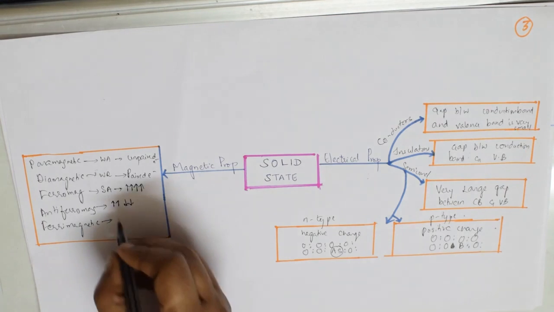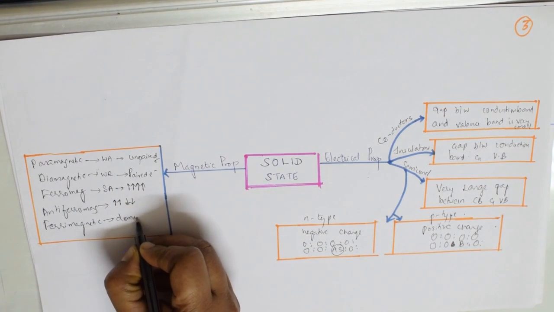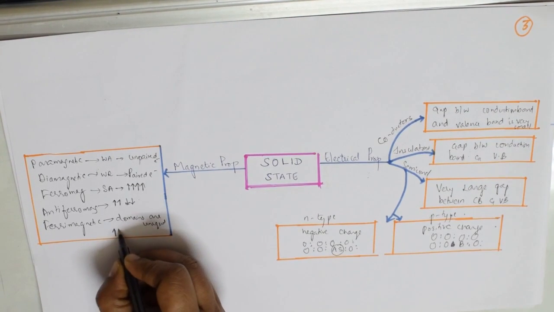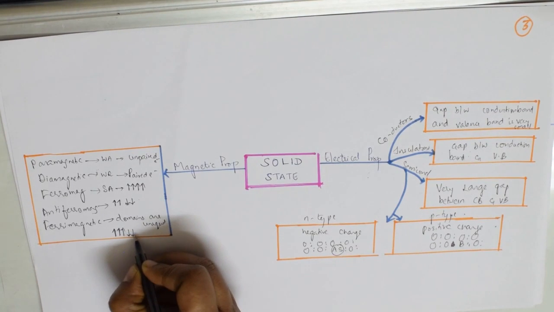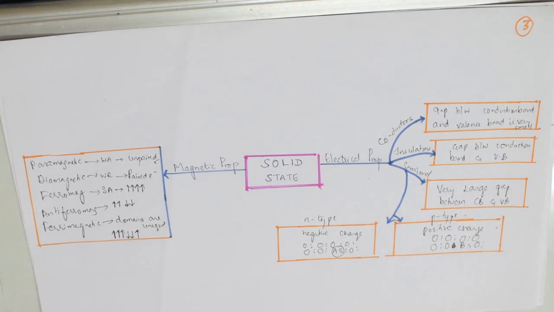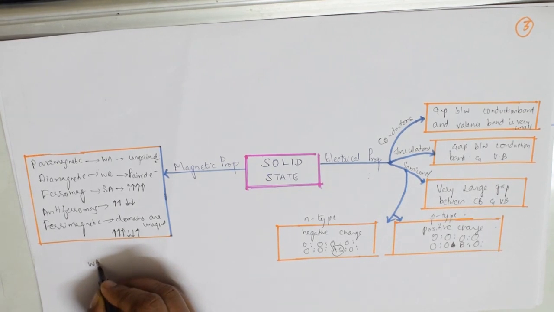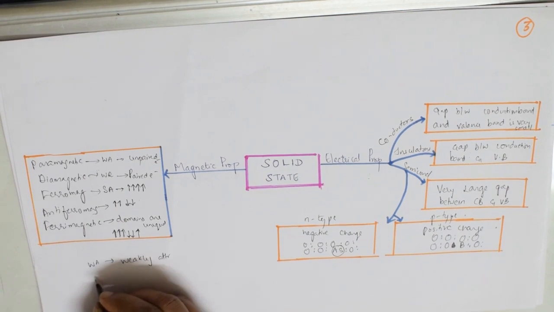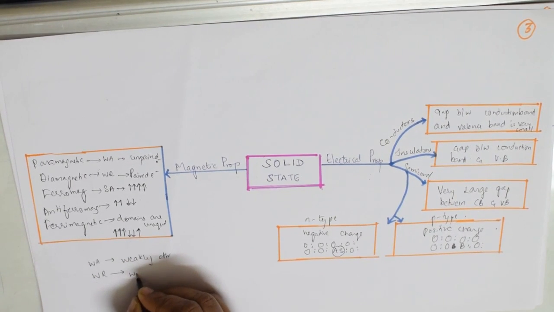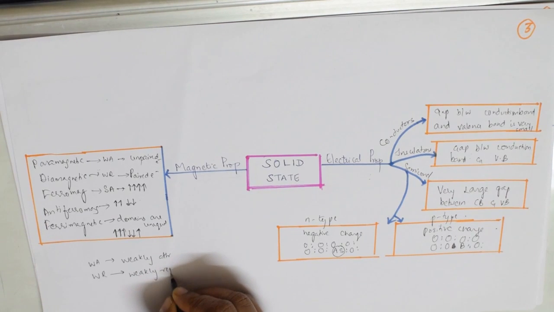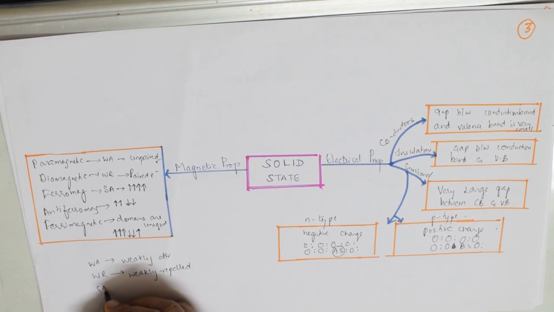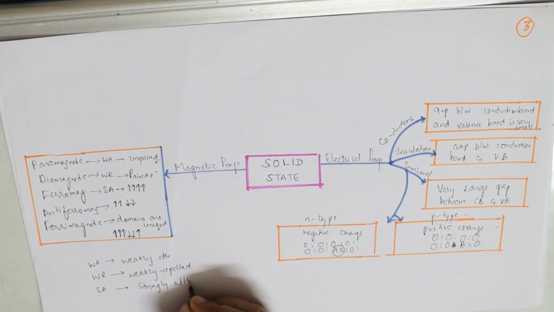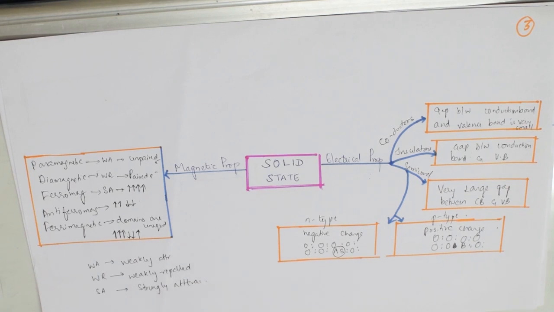In ferrimagnetic, domains are unequal. Unequal means if 3 are up, 2 may be down, and so on. They are unequal. So WA stands for weakly attracted. I am writing the full forms. WR stands for weakly repelled. SA stands for strongly attracted. Yes, students, strongly attracted. Done.